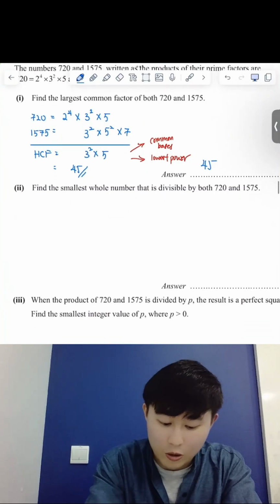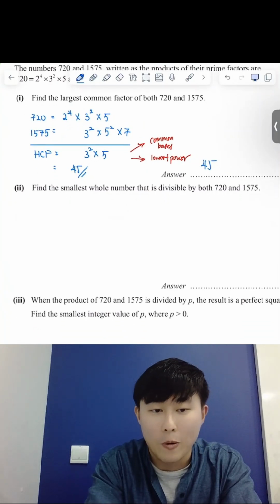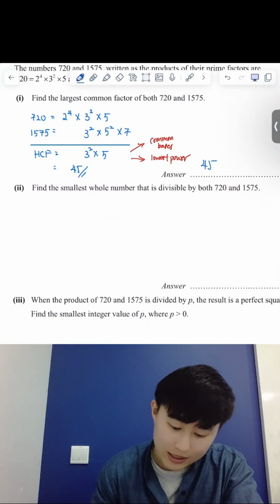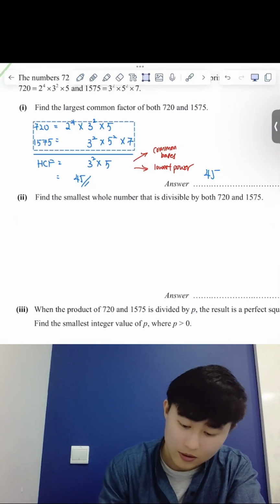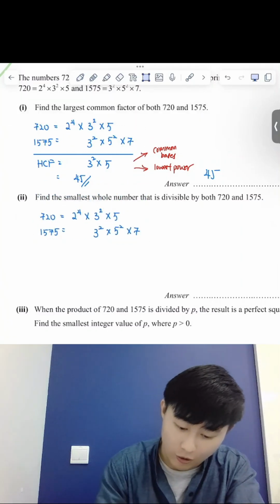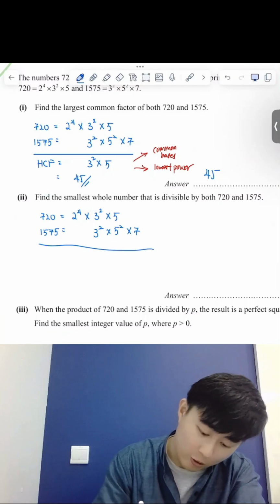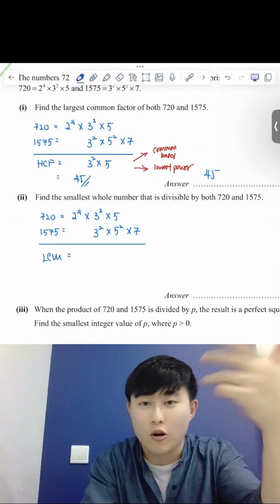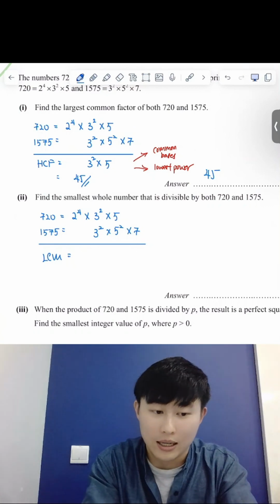Find the smallest whole number that is divisible by both 720 and 1575. Again, what concept am I looking for over here? What is the concept that I'm looking for? Very good, LCM, lowest common multiple. So basically these 2 marks here are kind of a giveaway. You know how to do one, you should know how to do the other one.